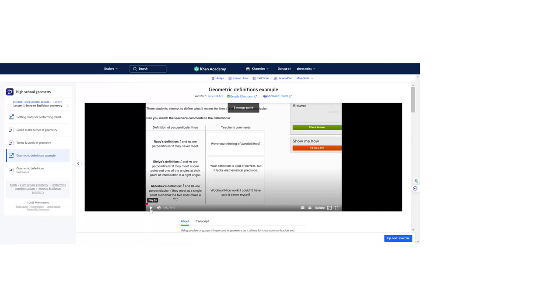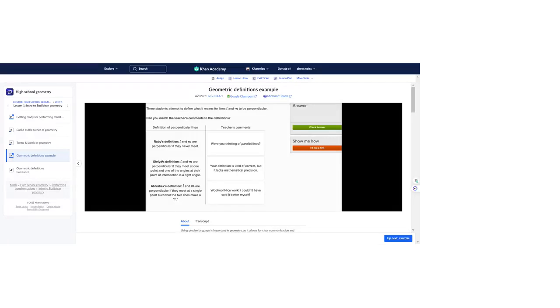A lot of what geometry is about is proving things about the world. And in order to really prove things about the world, we have to be very careful, very precise. We know what we're proving and we know what we're assuming and what type of deductions we are making as we prove things. And so to get some practice being precise and exact with our language, I'm going to go through some exercises from the geometric definitions exercise on Khan Academy. So this first one says 3 students attempt to define what it means for lines L and M to be perpendicular. Can you match the teacher's?